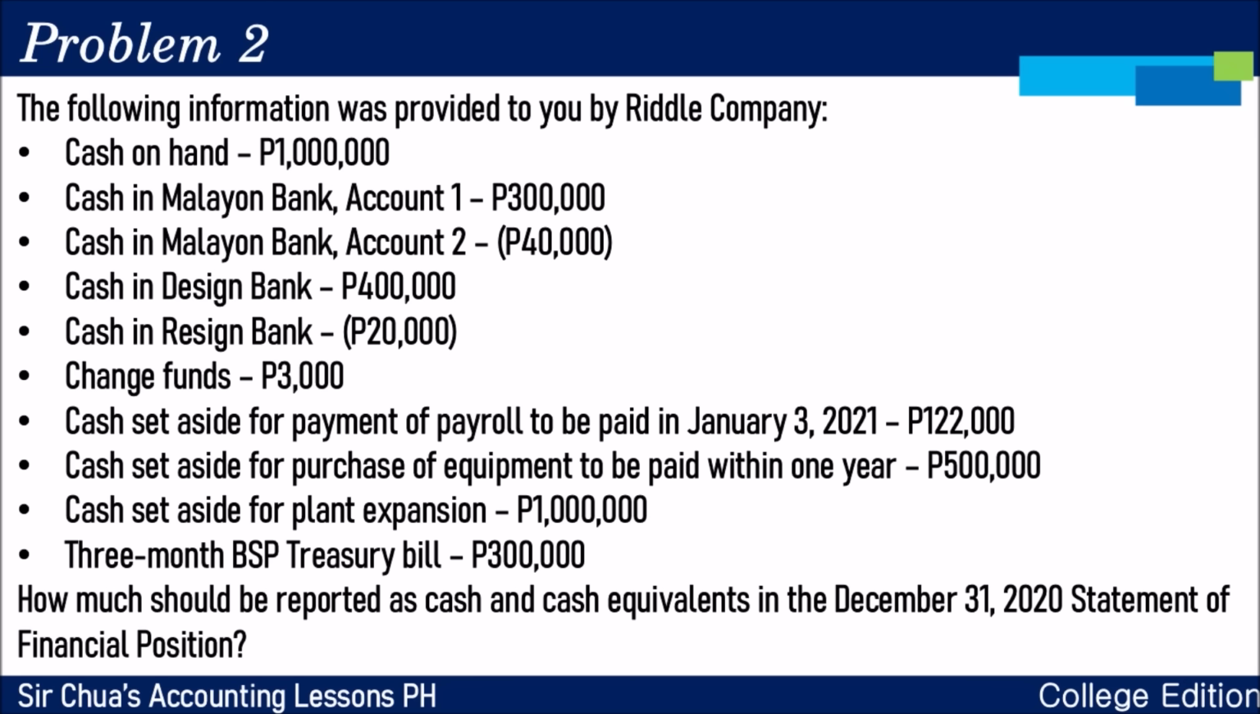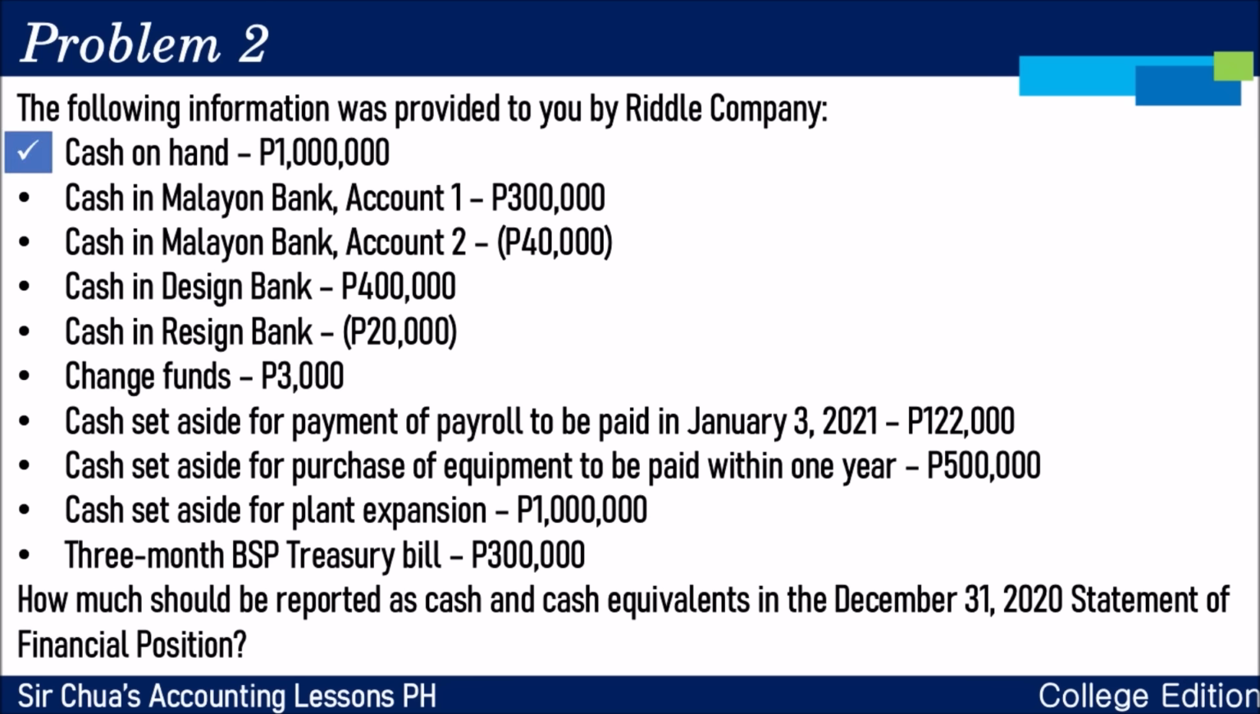And then we also have a change fund, and then set aside for payroll payment, set aside for equipment, set aside for plant expansion, and a treasury bill. How much should be reported as cash and cash equivalents in the December 31, 2020 Statement of Financial Position? Cash on hand, wala po tayo usapan dyan. Kasama yan. Okay, ito pag-uusapan natin.